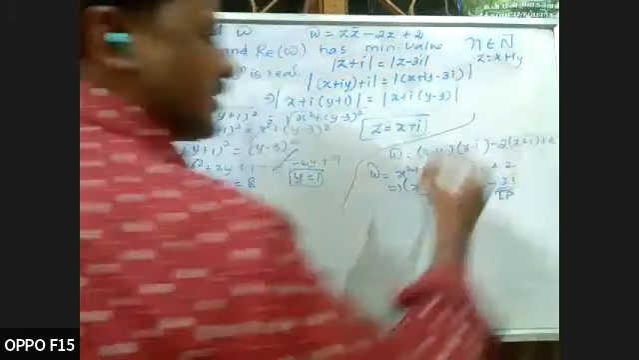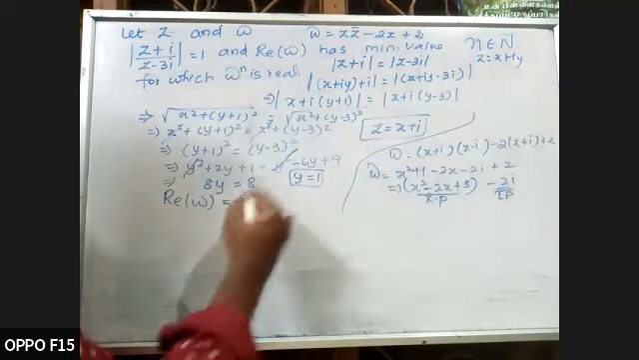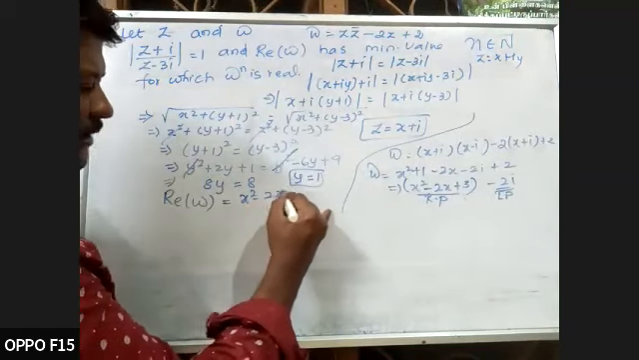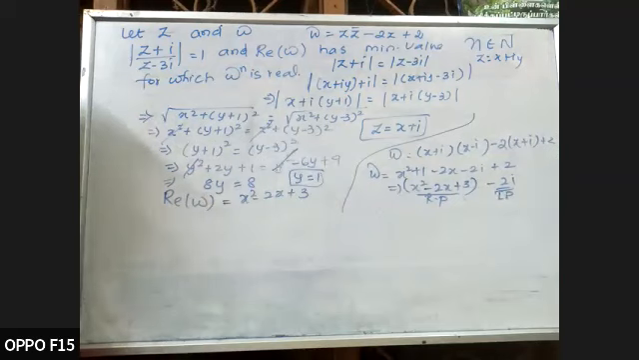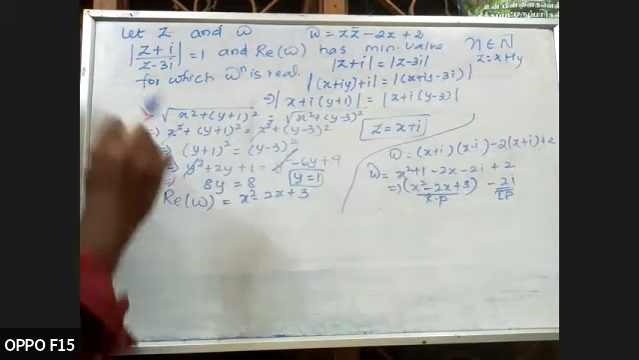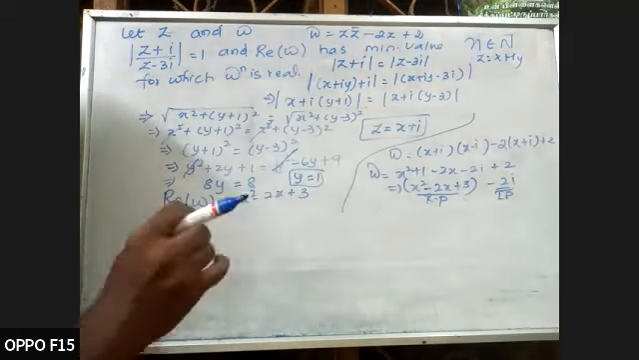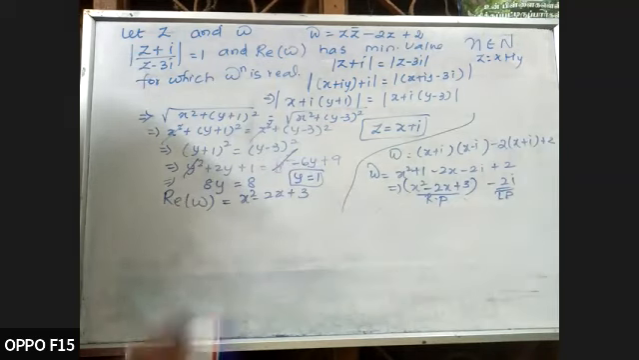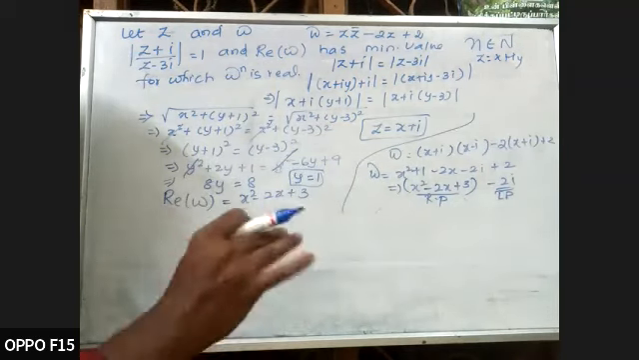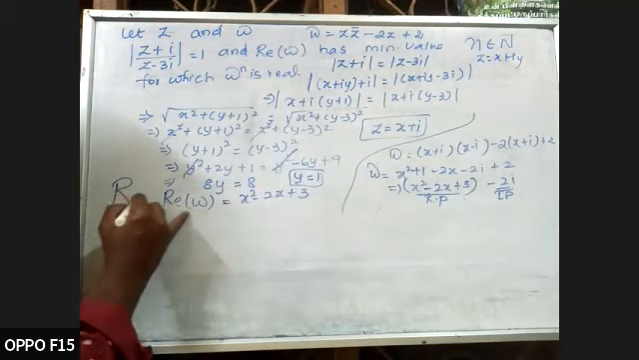Your imaginary part is minus 2. Your real part of omega is x square minus 2x plus 3. I want to find out whether this real part is maximum or minimum. One of the best ways is differentiation. The easiest method is the second derivative, very easy. Let us take this as capital R.